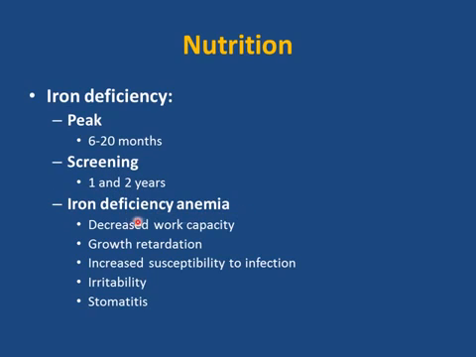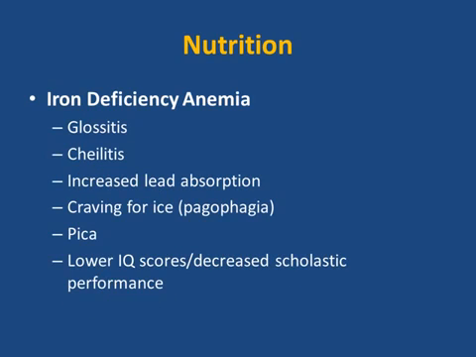Children with iron deficiency anemia present with decreased work capacity, very poor performance in school, growth retardation, increased susceptibility to infection, irritability, and stomatitis. They also present with glossitis, or inflammation of the tongue, cheilitis or angular stomatitis, increased lead absorption, which makes the anemia worse, craving for ice or pagophagia, pica, which is an interest in eating non-food items, and lower IQ scores. It is very important for us to prevent iron deficiency anemia, to prevent these major consequences and lower IQs.